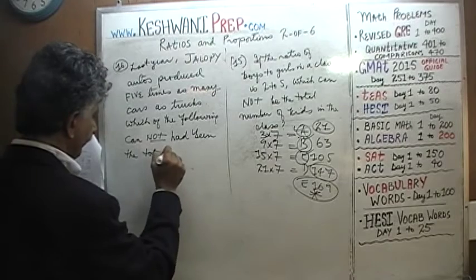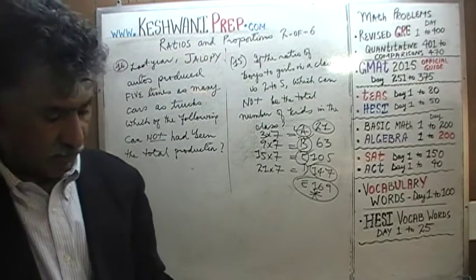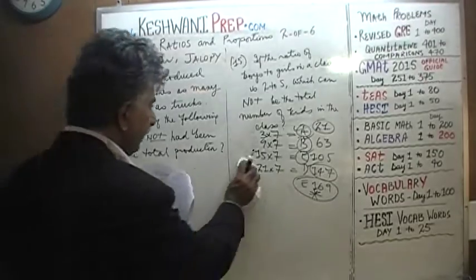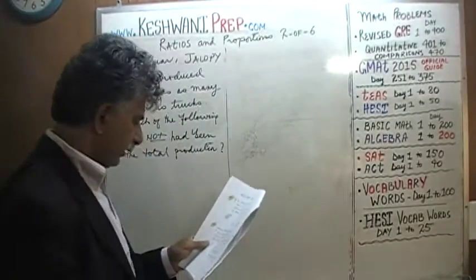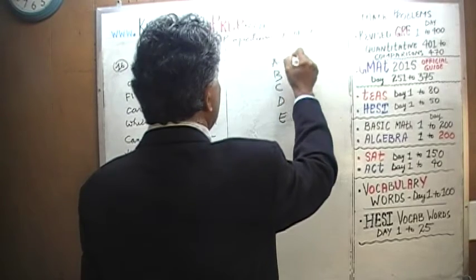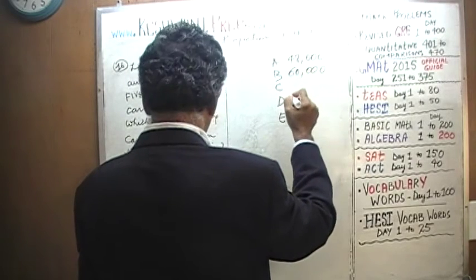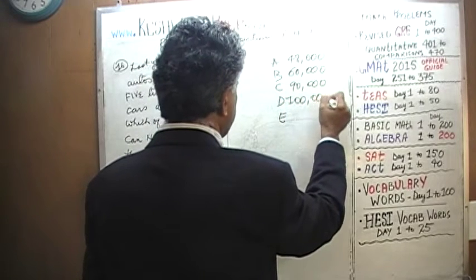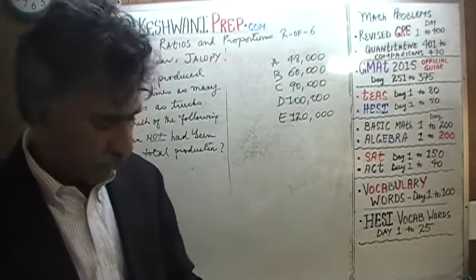the total production of cars and trucks, that is, do you understand? Let's find out, shall we? We need the room, so I'm going to put the answer choices here. The answer choices that are given to us are A, B, C, D, E: 48,000 autos, 60,000, 90,000, 100,000, and finally 120,000. Very simple, very straightforward proposition here.